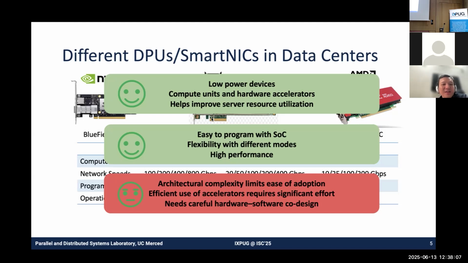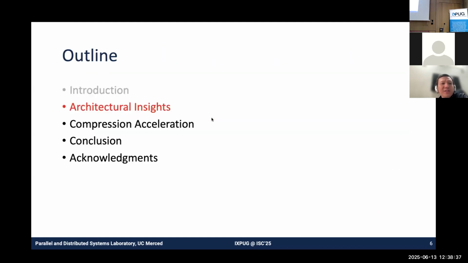The second thing is that efficient use of accelerators requires significant effort. For instance, if you look at the DPU architecture, there are many accelerators available, but how to efficiently use them still needs much expert knowledge as well as many designs. I'll show an example later, okay? And sometimes we also need careful hardware software co-design to really achieve the benefit in the end. With this, let me discuss two example works from my group.